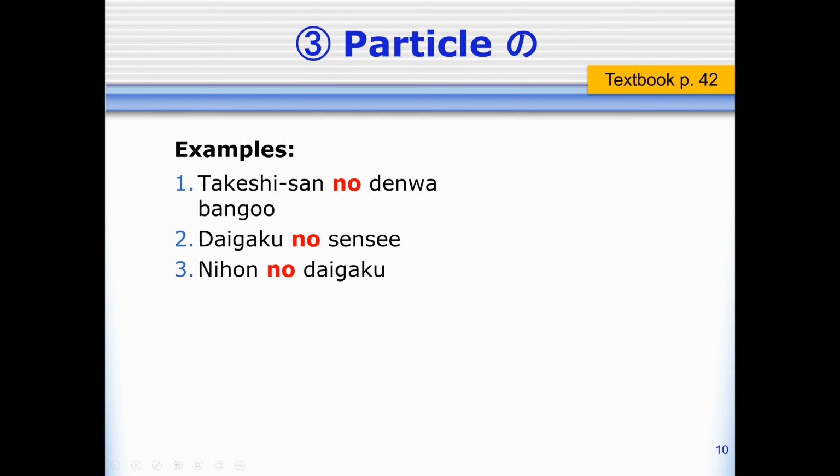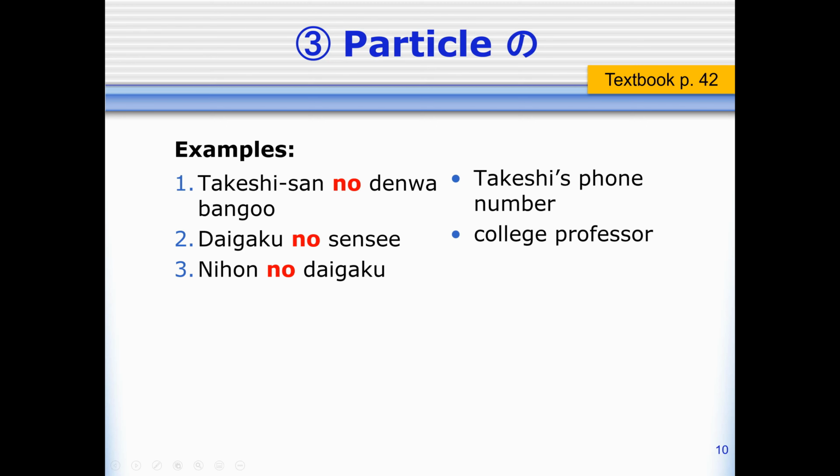So in this first phrase, たけしさんの電話番号. We are talking about a phone number, 電話番号. What kind of phone number? Takeshi-san's phone number. A phone number that belongs to Takeshi-san.